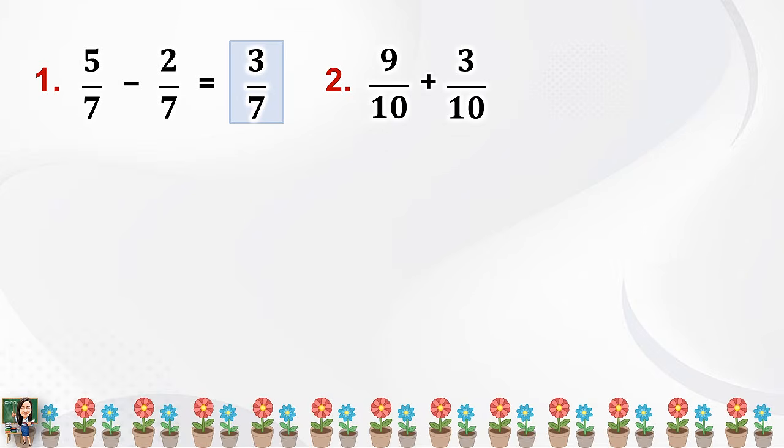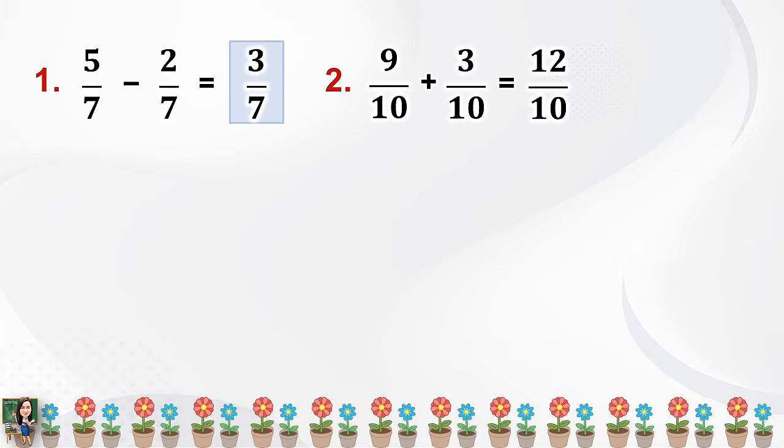Number 2. 9 tenths plus 3 tenths. These fractions are similar. So simply add the numerators. 9 plus 3 equals 12. Then copy the common denominator, 10. The answer is 12 tenths.